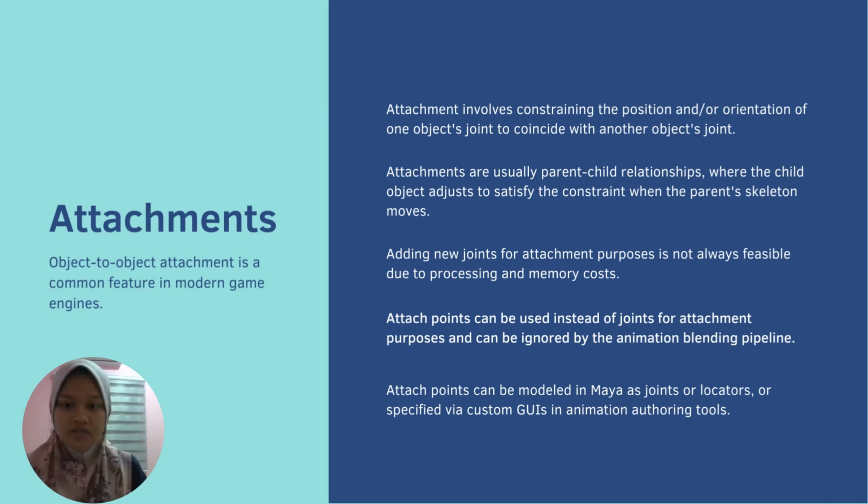And lastly is attachment. Attachment is actually an object attached to another object. So attachment involves constraining the position and/or orientation of the object's joints. So the attachment has joints. Adding joints for attachment purposely is not always feasible due to processing and memory costs. So an attach point can be modeled in Maya as a joint or locators, or specified via a custom GUI in an animation authoring tool.